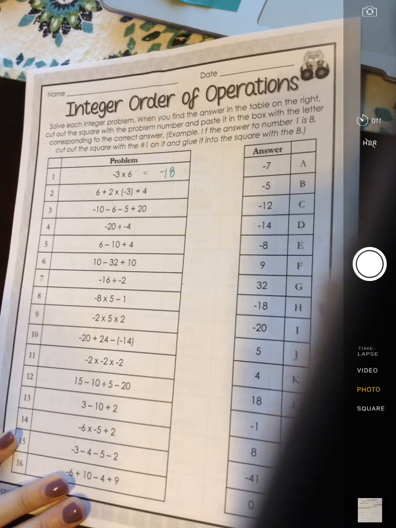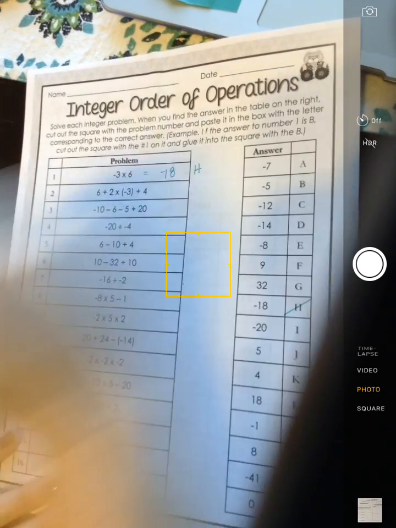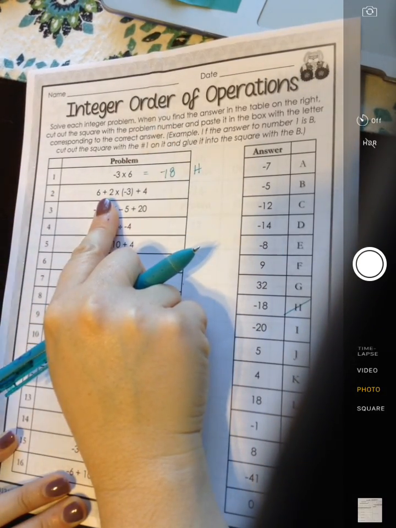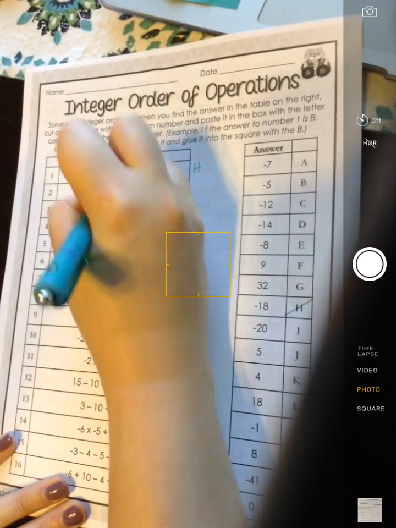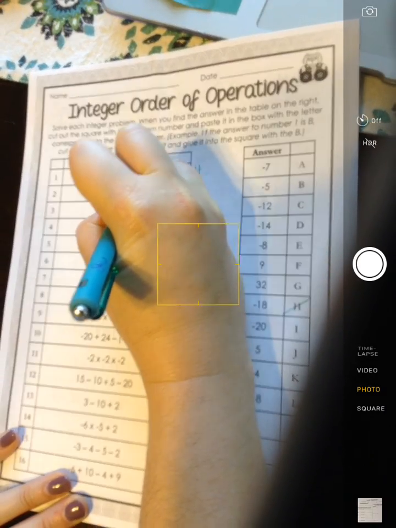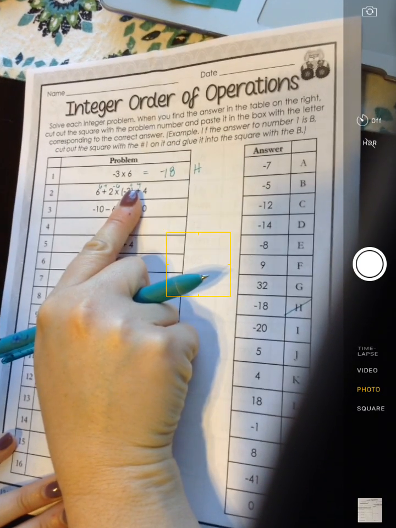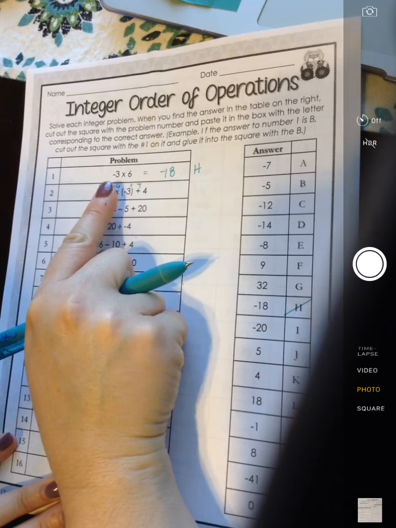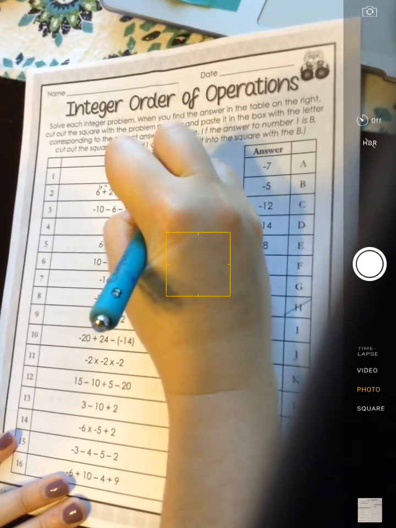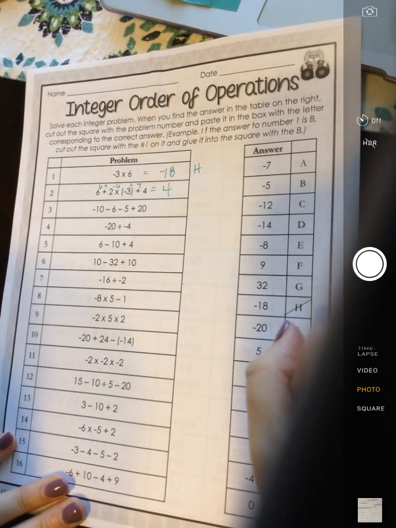So negative 3 times 6 gives me negative 18, which on our letters is H. Number 2, I'd have to multiply first. 2 times negative 3 gives me negative 6. I'm going to just drop down everything else on top. 6 plus negative 6 is 0, and 0 plus 4 is just 4, which would be letter K.